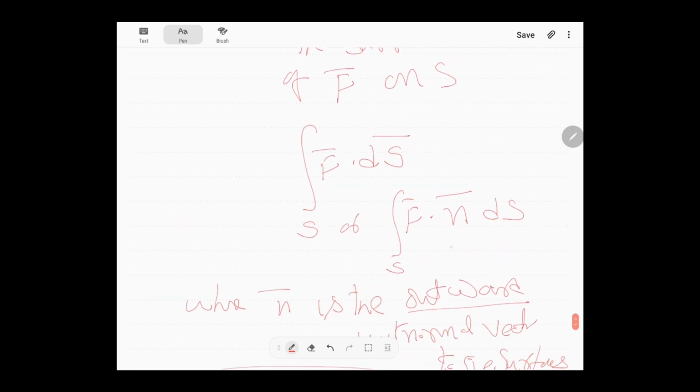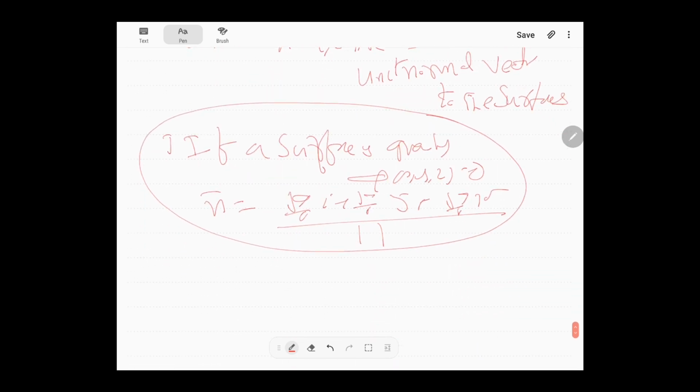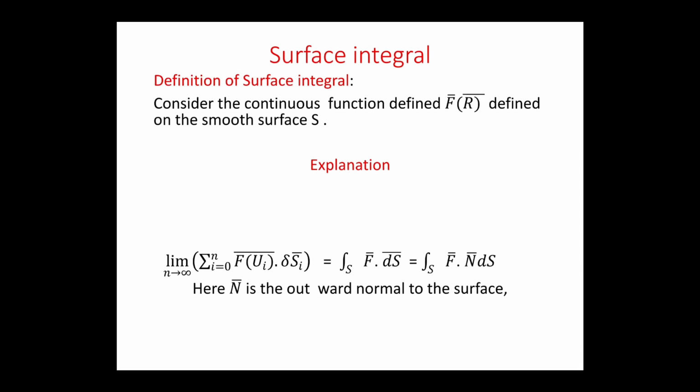Okay, so this is f bar dot n bar ds. This is the definition of the surface integral of f bar over S. Now this n bar is the outward normal, of course a unit vector, or unit normal to the surface.